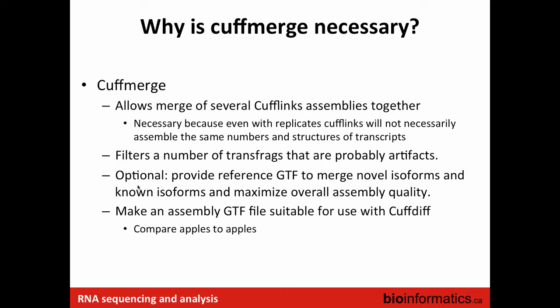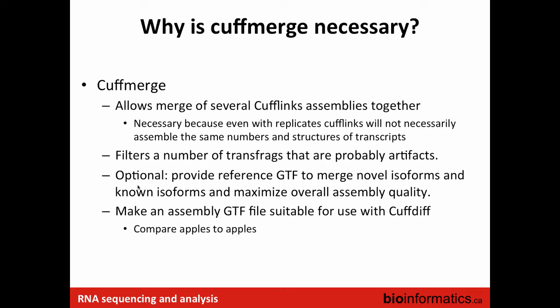So let's say we're doing a comparison between brain and liver. And there are some genes that are expressed in liver that just aren't expressed in brain, right? For those liver-specific transcripts, in the liver sample, Cufflinks will infer isoforms there. In the brain sample, it doesn't have any data because it's not expressed, so it can't possibly infer that those isoforms exist. So the GTF file it creates from the brain sample will simply not have certain isoforms represented that are represented in the other sample.